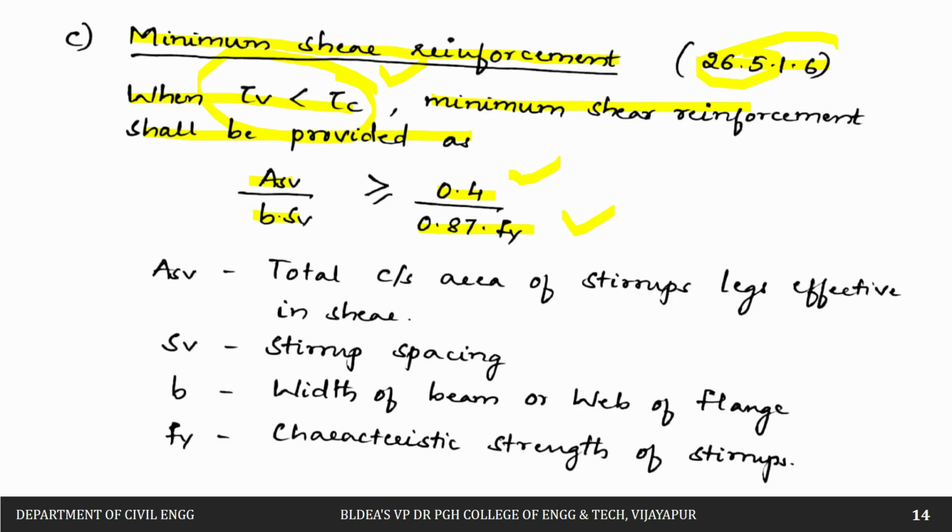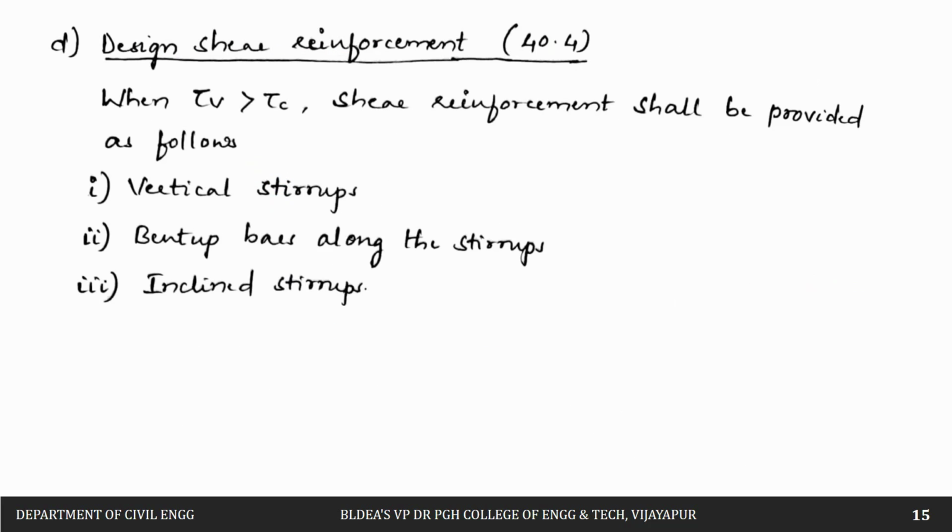Where Asv is the cross sectional area of stirrup legs effective in shear, b is the width of the section, Sv is the stirrup spacing, and fy is the characteristic strength of the steel, that is the stirrups we have. So this much minimum shear reinforcement has to be provided.